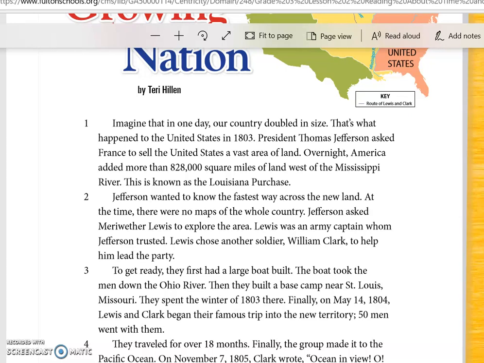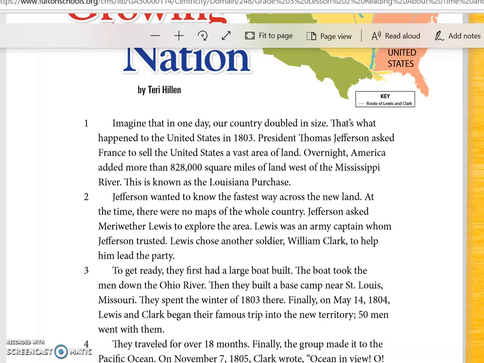To get ready, they first had a large boat built. Underline first, because this is one of the signal words that tells us the first thing they did. The boat took the men down the Ohio River. Then, underline then, that's another one of our signal words.